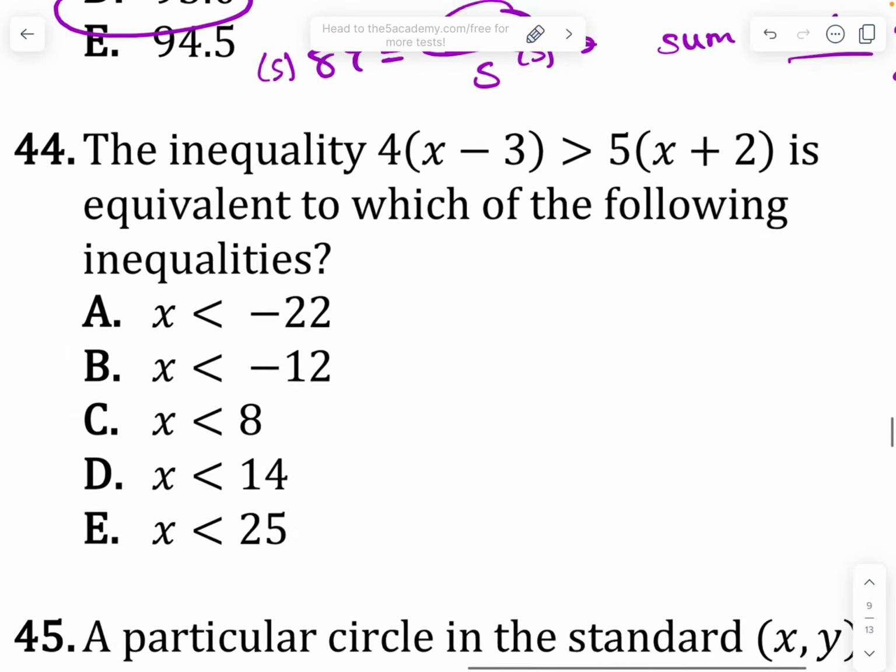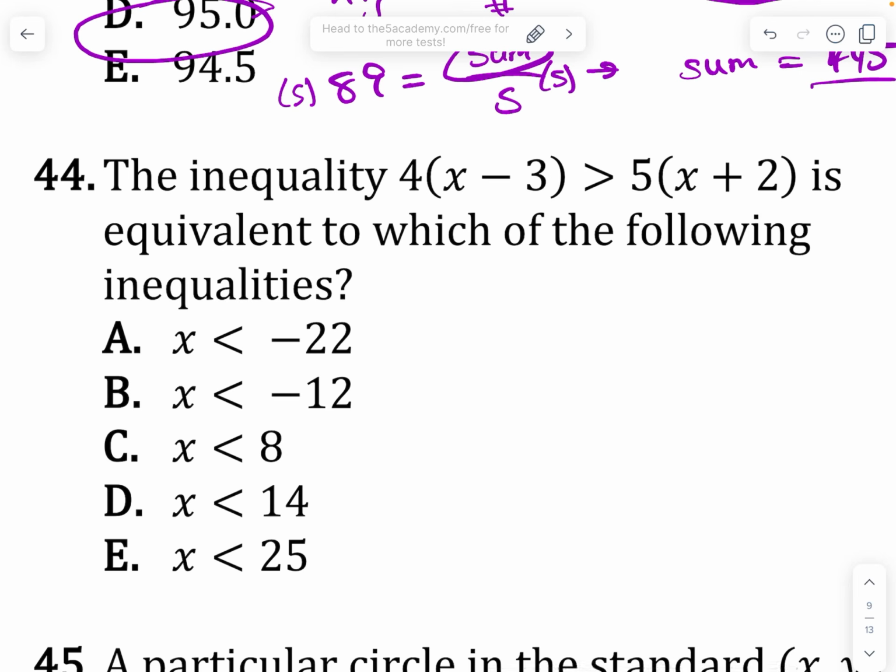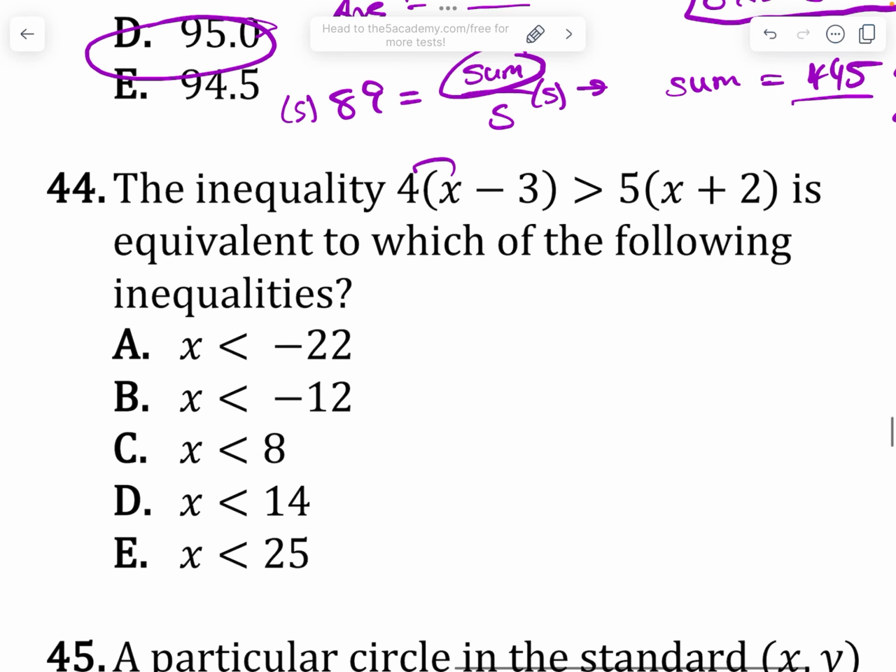That's all it is. The inequality here is equivalent to which of the following inequalities? All right, let's just distribute 4 to that and 5 to that. So 4x minus 12 is greater than 5x plus 10. Now let's subtract 4x on both sides.